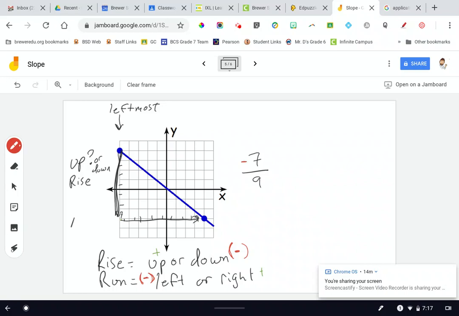And I went to the right, 9, so that doesn't need to change because it's a positive number. I don't need to put a plus here to show that it's positive, right? We don't do that with positive numbers. We only have to put a symbol there if it's negative. So technically, my slope right now is -7/9. Okay? So I'm going to erase some on this so I have some more room.